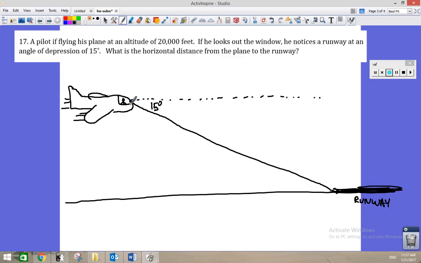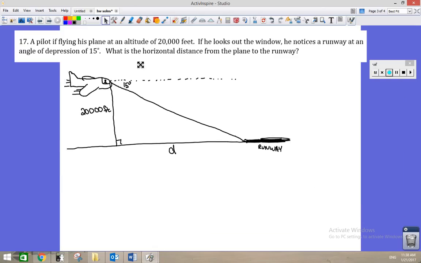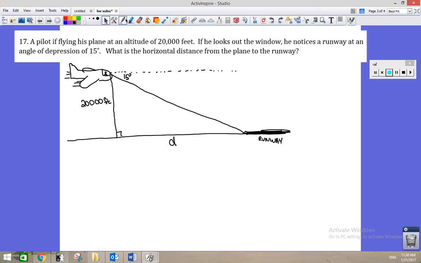Now remember, the height of the plane is 20,000 feet above the ground. It doesn't want the hypotenuse. That's not horizontal. It wants the horizontal distance from the nose of the plane to the runway. All right, so I kind of drew this a little bit big. Let's shrink this up a little bit. I wish I had time to add to my drawing here. Here we have the two legs.